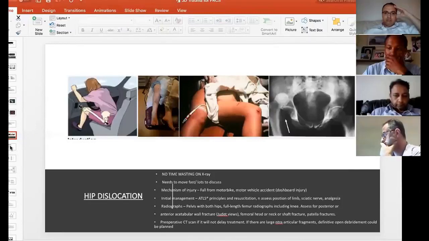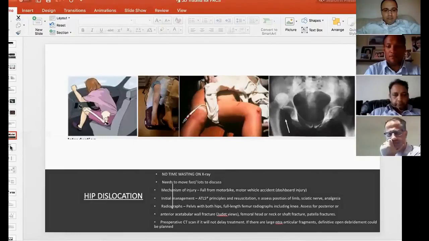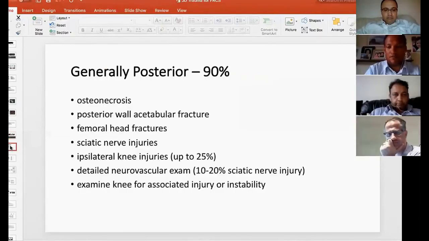Generally, it's posterior, but when you see the X-rays and you need to say that clinically I will see the patient, make sure to comment more on whether it's anterior or posterior. However, the mechanism of injury, the dashboard or motor vehicle accident, is consistent with posterior dislocation. You move forward. It's generally posterior, as I said, 90%.